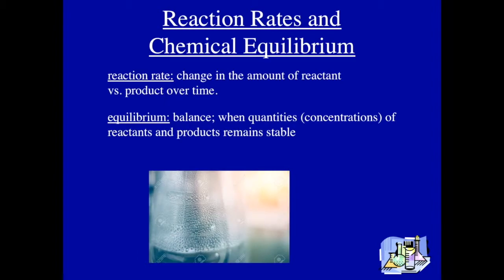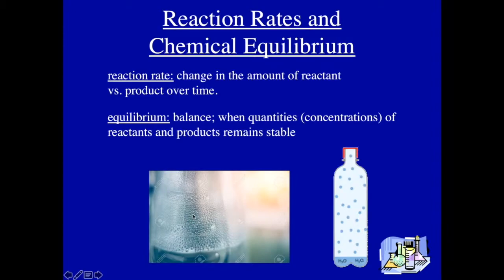A good way of conceptualizing equilibrium, I guess is the better word, is if we have water that's condensed in a bottle. What's happening is when this bottle's open, water can freely evaporate out. When you seal it, water will still evaporate, but eventually get to a point where there is so much concentration of water that it will start to condense on the sides. And we reach an equilibrium point when the amount of evaporation equals the amount of condensation, and the amount of water vapor in the bottle remains constant.